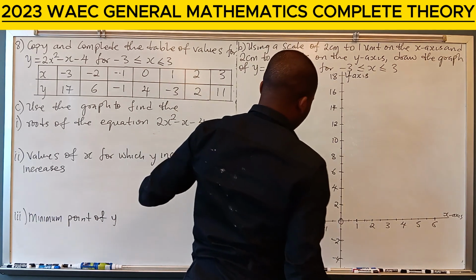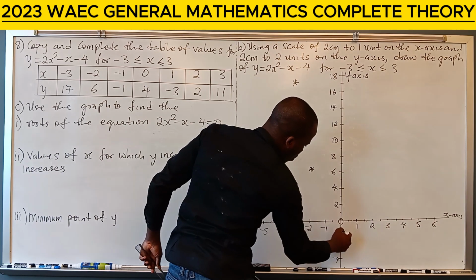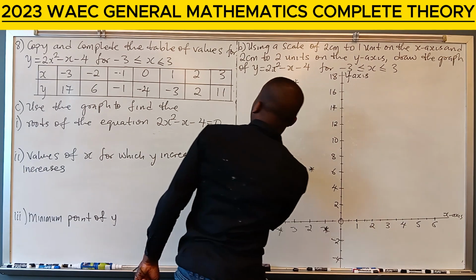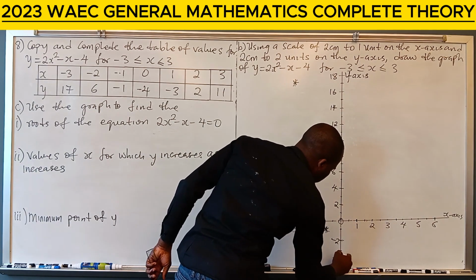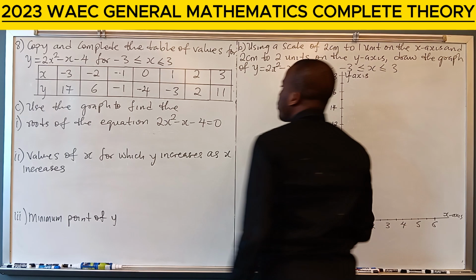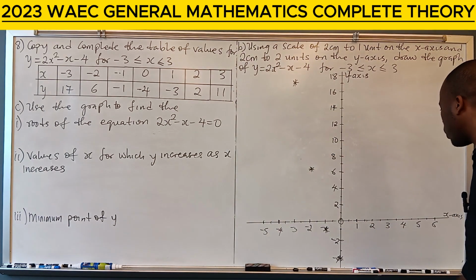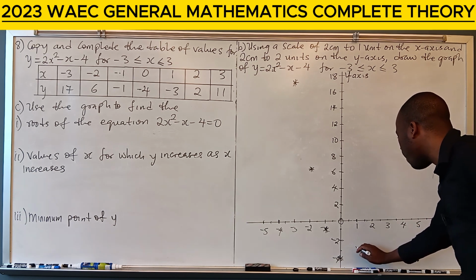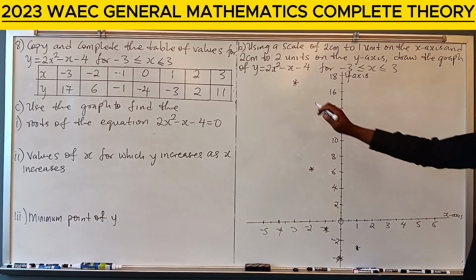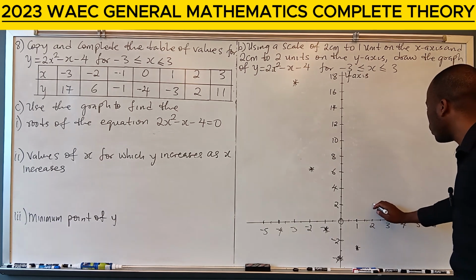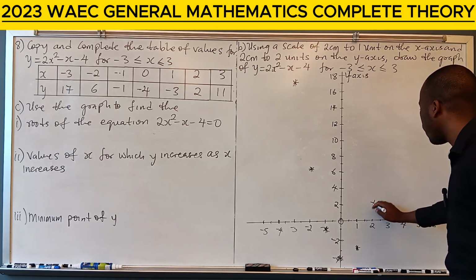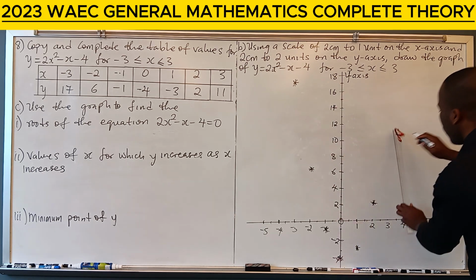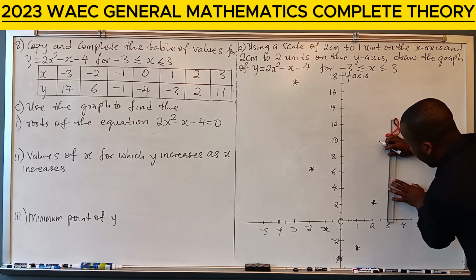X minus 1, y minus 1. So this is here. X 0, y minus 4. So this is here. At the intercept, x 1, y minus 3. So this is here. X 2, y 2. This is here. And x 3, y 11. This is here.